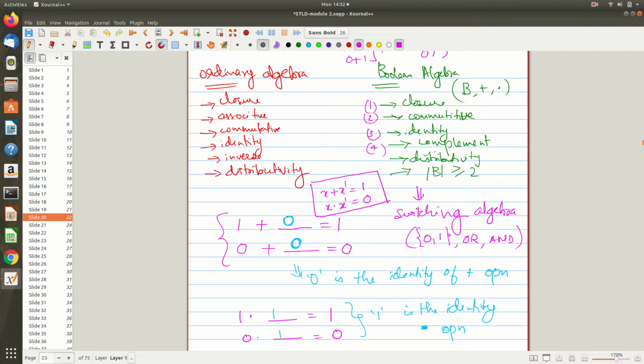So accordingly I have a complement concept. I mean, complement is something that is satisfying this requirement, that is also true.